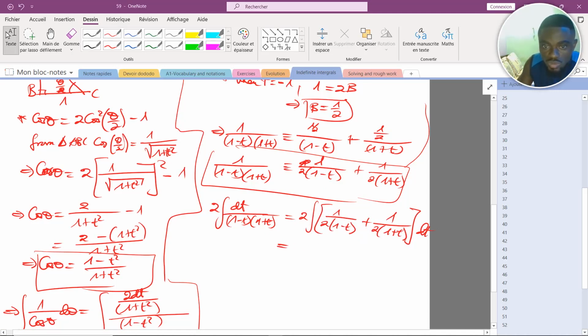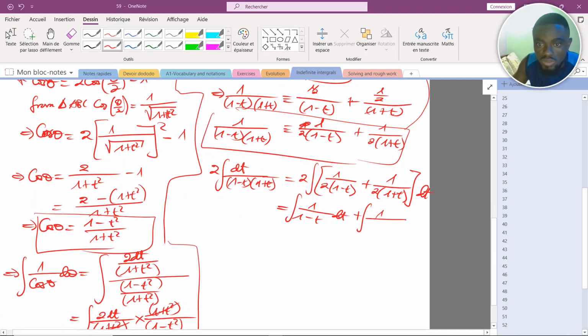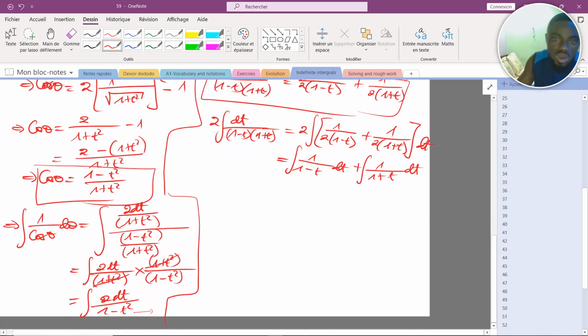These two, we cancel the 2 that's inside. So this will be equals to integral of 1 all over 1 minus t dt plus integral of 1 all over 1 plus t dt. Is that okay? Now, we know how to integrate this. These are linear functions. It's like we are integrating 1 all over ax plus b dx. To integrate this, this is simply equals to 1 all over a times ln of the absolute value of ax plus b.